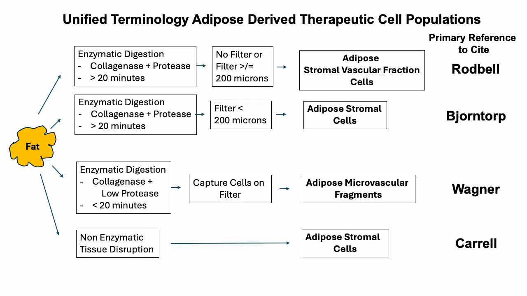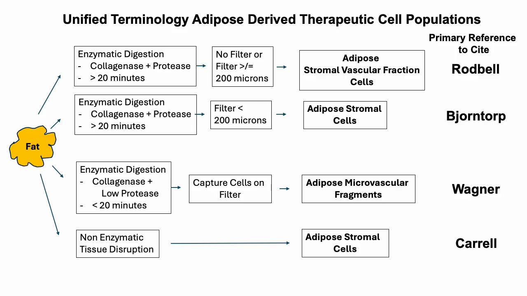Bjorntorp puts filters in, and these filters are less than 200 microns. For that reason, Bjorntorp stated it, and I agree with this, it is an adipose stromal cell population, not the SVF population. Bjorntorp referenced Rodbell in his paper and said it's the Rodbell digestion method, but the Bjorntorp filtration method to result in the adipose stromal cells.